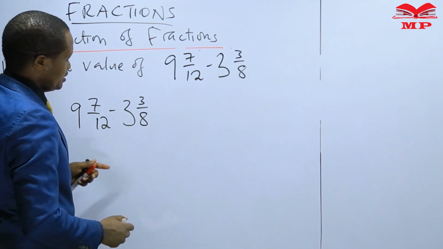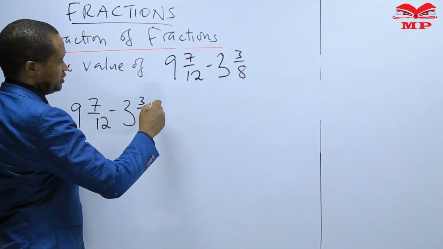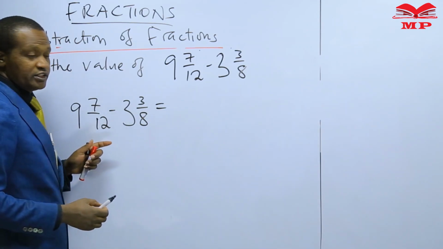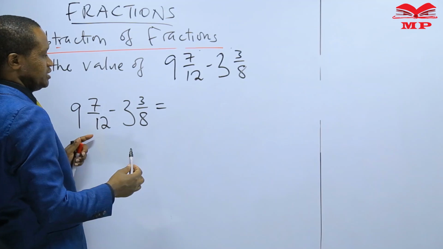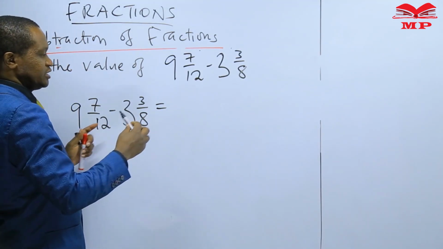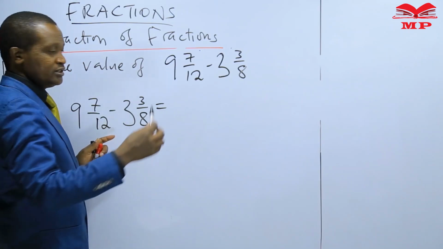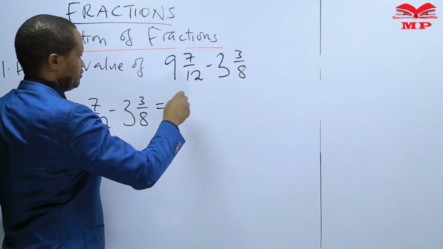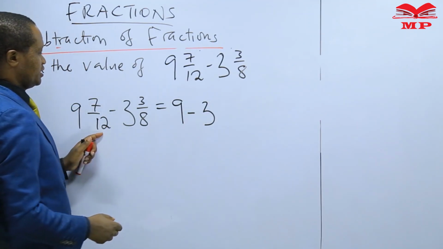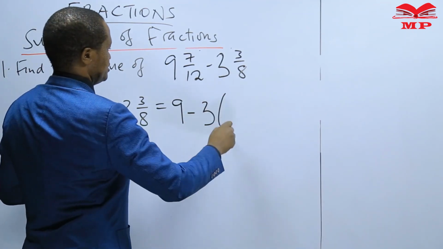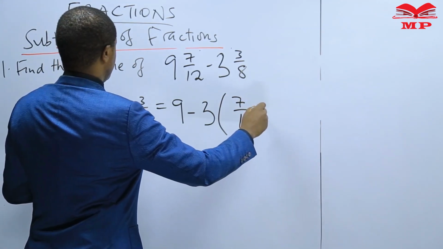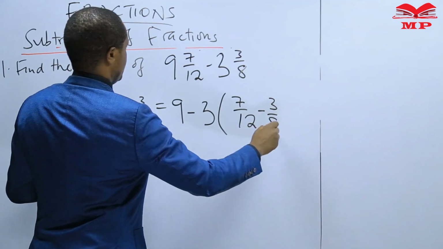Now where you are carrying out the operation of subtraction on mixed fractions, first of all you subtract the whole numbers, then you subtract the fractions. Whole numbers and fractions are operated separately. So we'll have 9 minus 3, then 7 over 12 minus 3 over 8.